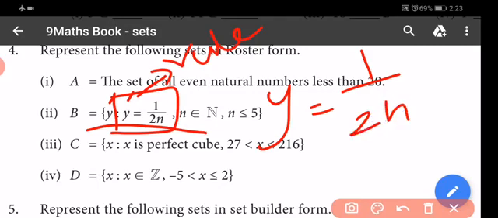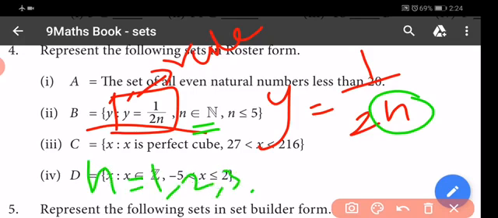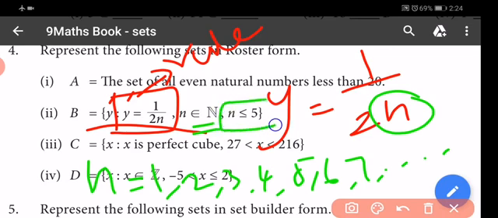Here we apply n. So what are we applying? n belongs to the natural numbers, capital N. That is, capital N represents the set of natural numbers. So we substitute n equal to 1, 2, 3, 4, 5, 6, 7 and etc. But there is another condition in the rule: n is less than or equal to 5.